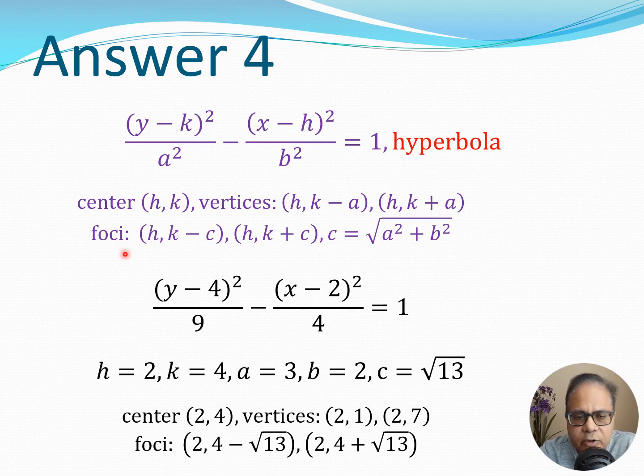I look at this equation very carefully and I can immediately see that h is 2, k is 4. By comparing these two equations, I also see that a is 3, b is 2, and c is root 13. So I am immediately able to obtain the center, the vertices, and the foci of this particular hyperbola. Now, of course, the next step is I am going to try to plot this.